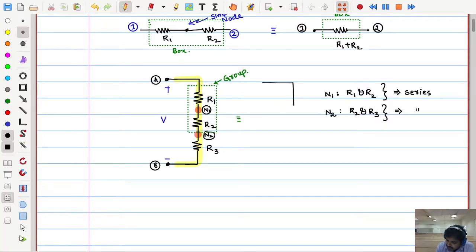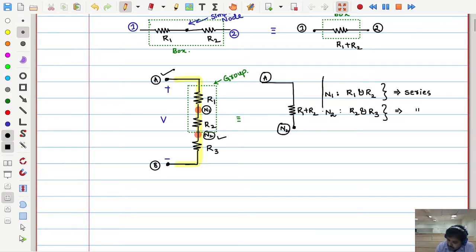R1 plus R2. So can I replace those two elements by a single element which is equal to R1 plus R2? And where does this R1 plus R2 connect? Between the first and last terminal. Here, what is the first terminal? A. What is the end terminal of the green color box? N2. So between A and N2, this R1 and R2 should be connected.